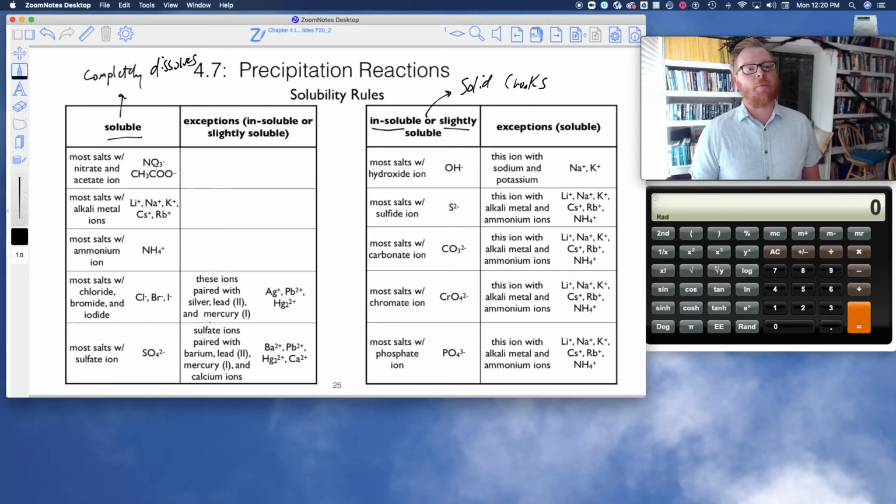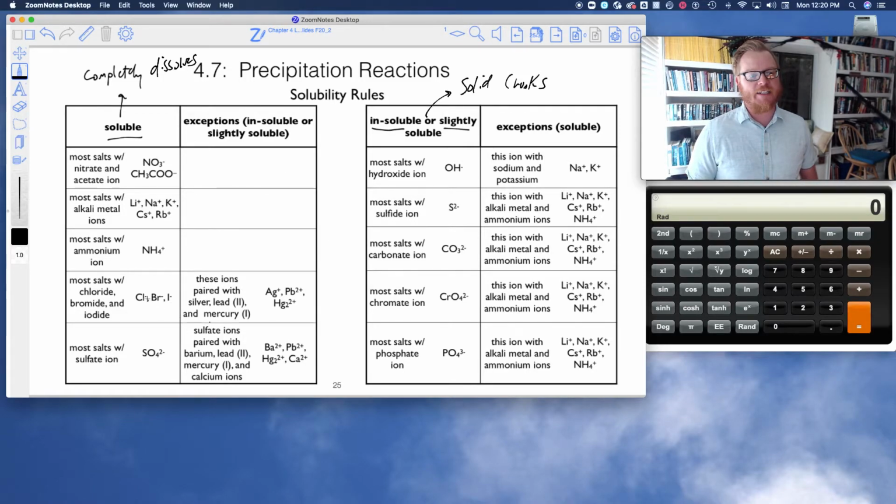So look at the rules here. So soluble, most salts with nitrate or acetate, no exceptions to the rule. And so keep in mind, when there's exceptions on the soluble chart, that means it's insoluble. And when there's exceptions on the insoluble chart, that means it's soluble, okay? So for example, when I look at this and I can see most salts with nitrate and there's no exceptions, that means if something has nitrate in it, it's going to completely dissolve, meaning it will be soluble.